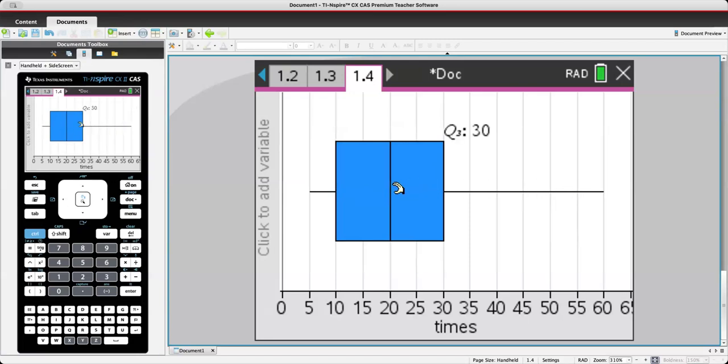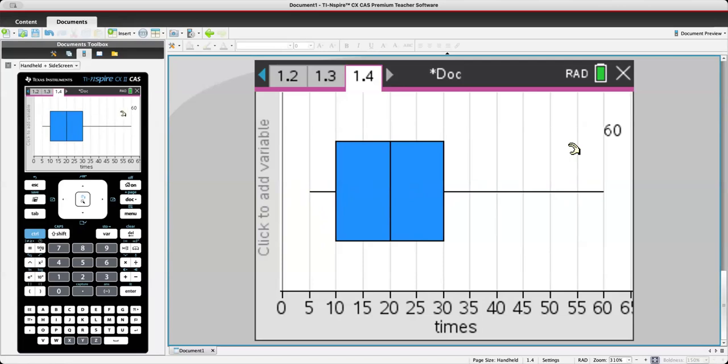So this right here, the box, is the what? It is the interquartile range, or the IQR, the middle 50% of the data. It's sometimes called a box and whisker plot. This line extended out here goes from Q1 to the minimum, and the line on the right side goes from Q3 to the maximum.